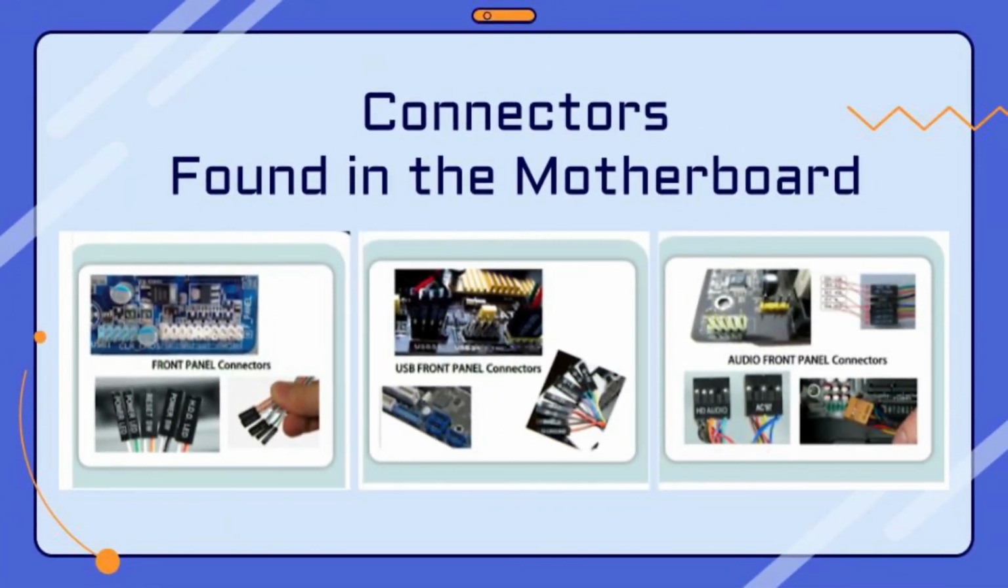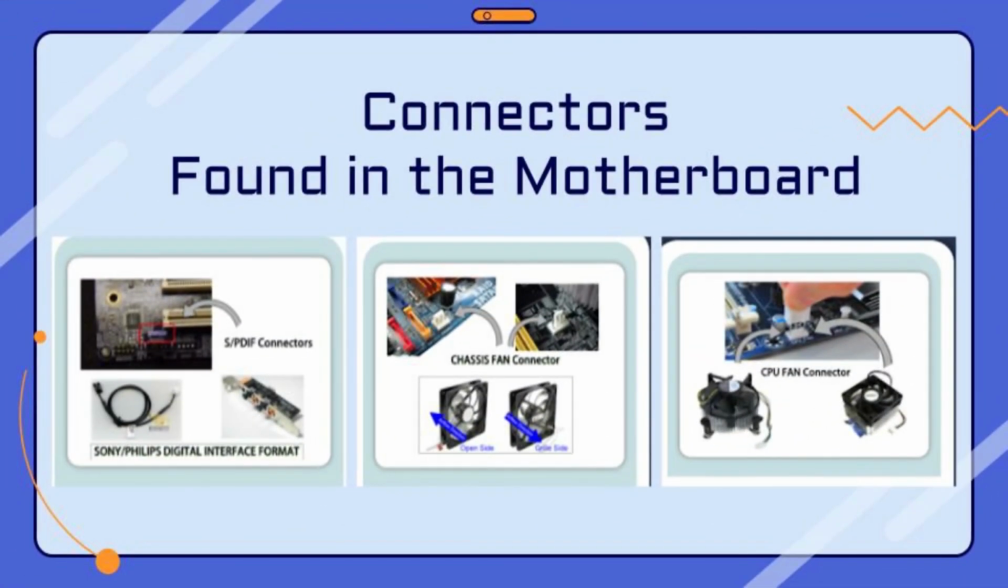Front panel header is where the connectors of hard disk drive activity lights, base speaker, reset button, power on or off button, computer power on light, and key lock are connected to make them function smoothly. While audio connectors are used for audio frequencies, they can be analog or digital. Here are other connectors found in the motherboard.